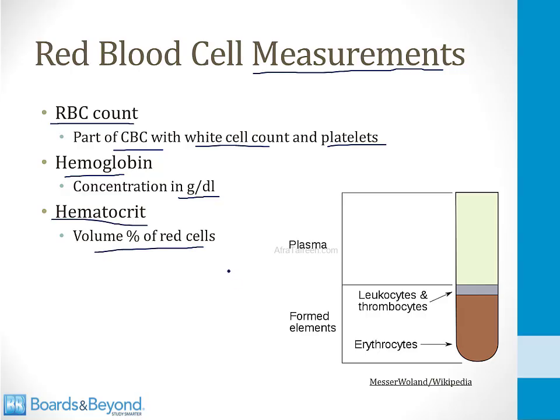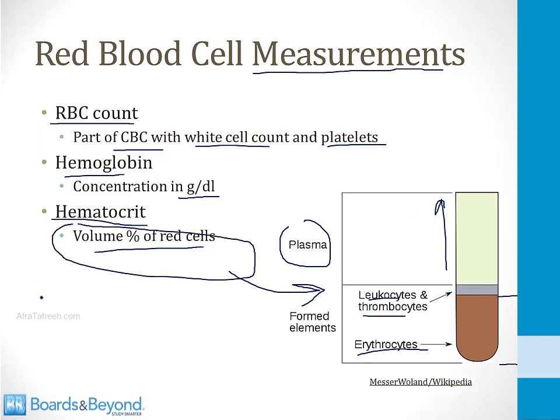To understand this, let's look at this picture on the screen. This is what serum looks like when you spin it in a centrifuge. The liquid elements like the plasma will be at the top of the tube, and the heavier things like red blood cells and white cells and platelets will be down at the bottom. After you spin the serum sample, what you do is then measure the percentage of the sample occupied by the red cells compared to the whole, and that is the hematocrit, or the volume percent of red cells.